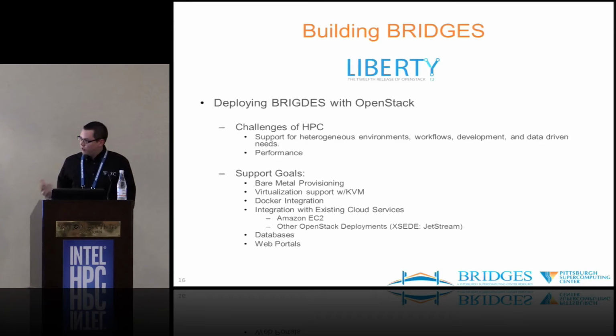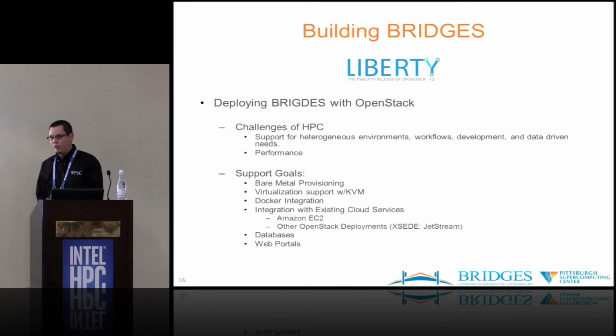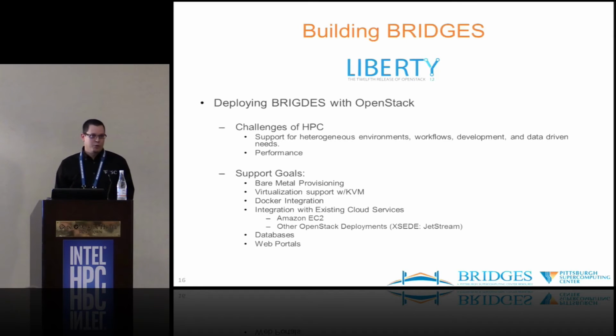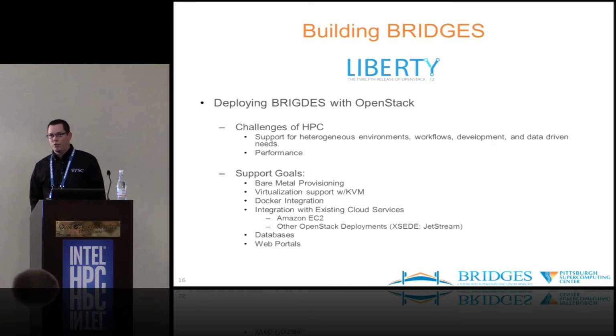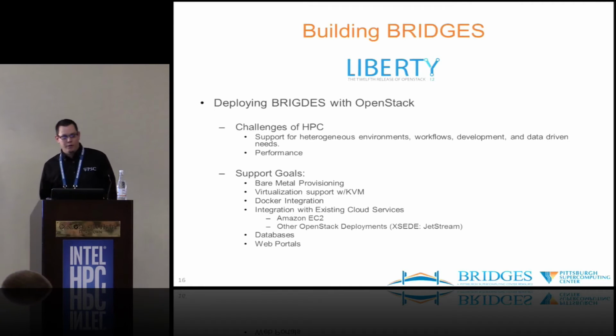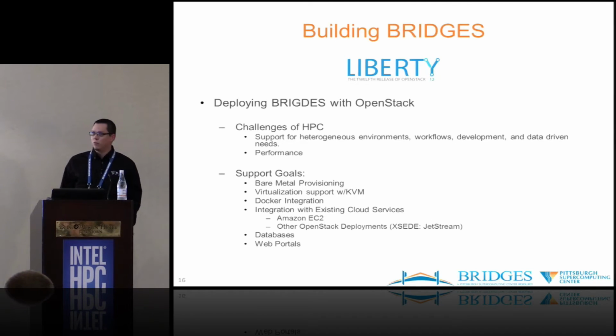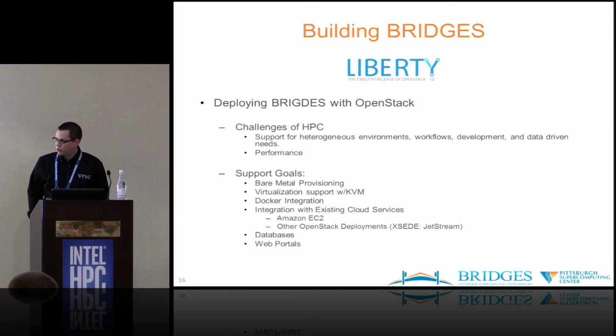So we looked at all of our different support goals. We want to do bare metal provisioning. We want to be able to support virtualization. We want to be able to support Docker containers. We want to potentially be able to integrate with users that may be coming from Amazon Cloud or other OpenStack deployments that just want to run on different hardware that we may have. We also see a large increase in databases and web portals, which are very non-traditional PSC or HPC type work.